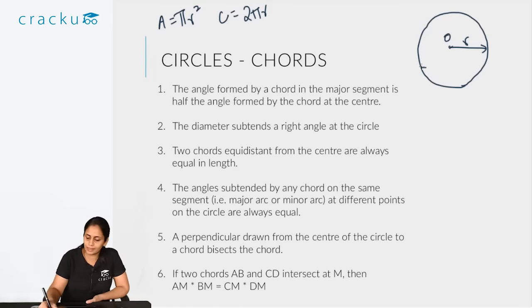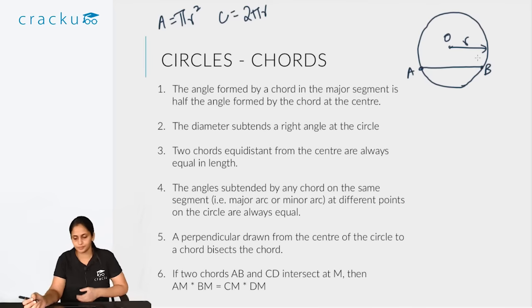A chord is any line joining two points on the circle. So if this is A and this is B, then AB is the chord of the circle. A diameter of the circle is also a chord. So suppose CD is a diameter of the circle. It is also a chord. It is a special type of chord because it passes through the center of the circle.